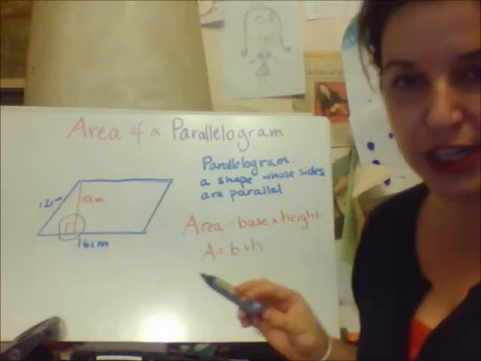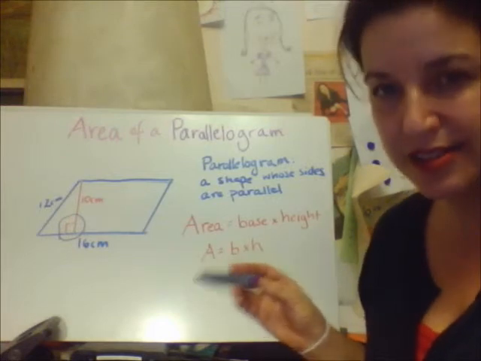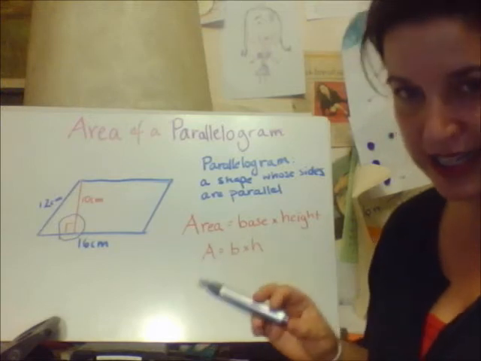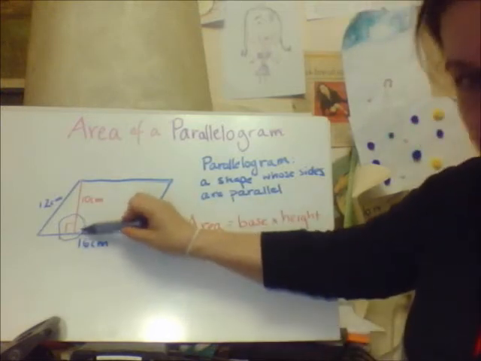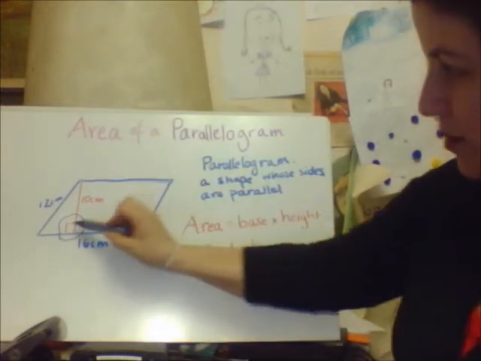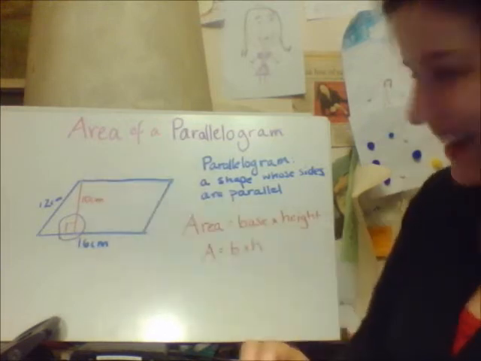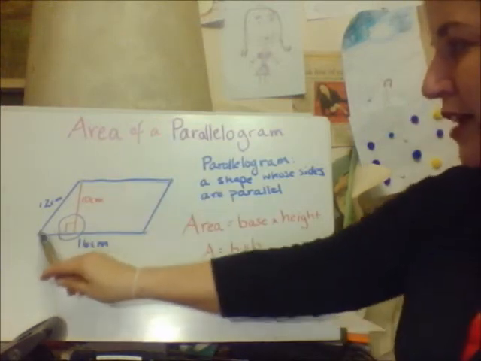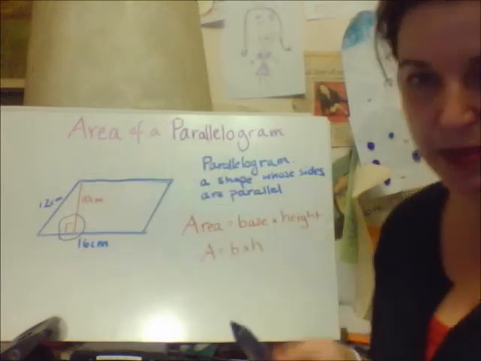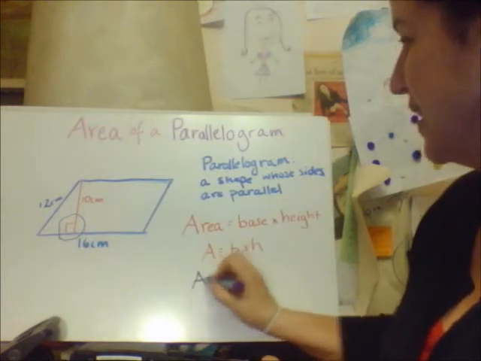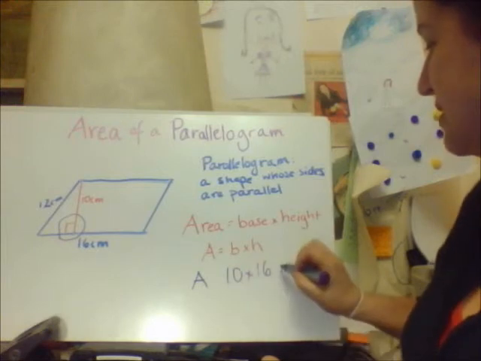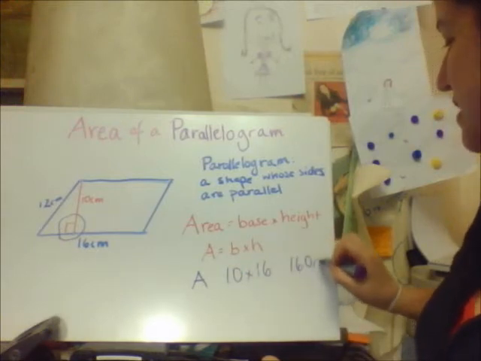Okay, so we're going to use the same formula though. Area is base times height. It's just that we find the height differently than we would in a rectangle. Our height is the length between the base and the top in a perpendicular way, so when we've got a 90-degree angle. Okay, so for this parallelogram, our base is 16 centimeters and our height is 10 centimeters. So the area is going to be 10 times 16, which is 160 centimeters.